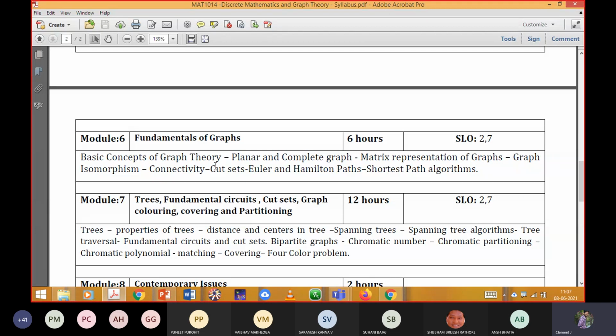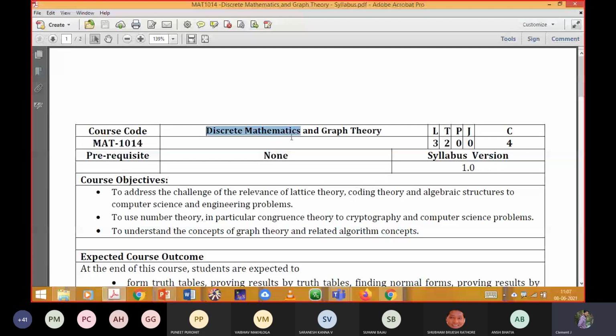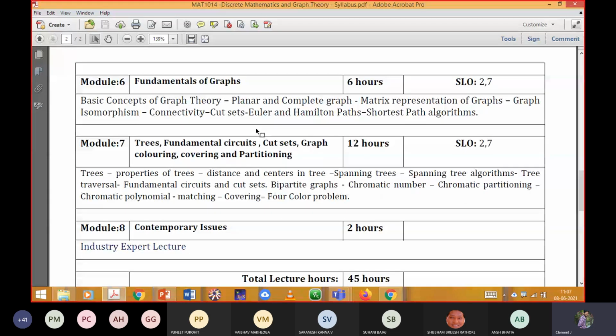Both modules come under the topic of graph theory. The subject title is discrete mathematics and graph theory, so module 6 and module 7 completely discuss graph theory. We are not going to fix the modules and teach in that manner, because once you start teaching module 6, sometimes module 7 topics may also be included. They may be correlated, so once we touch one topic, we can take the rest without a long gap.